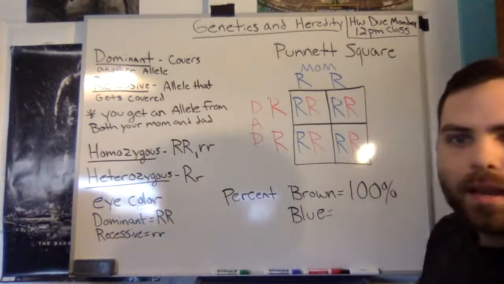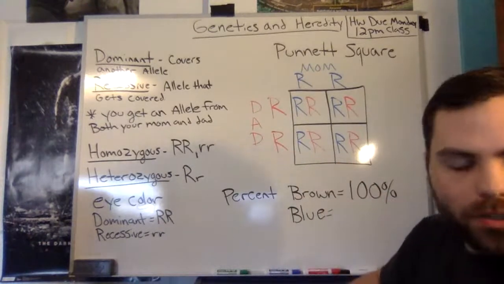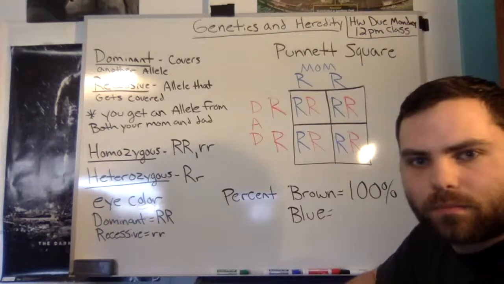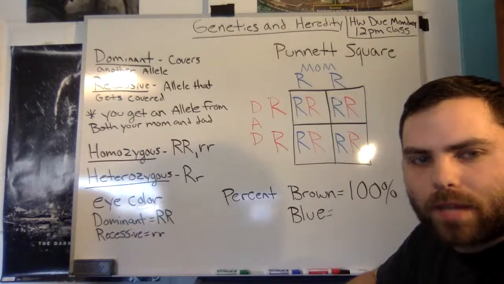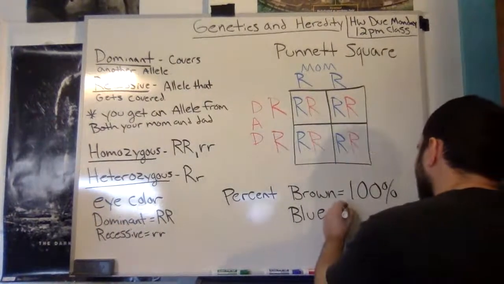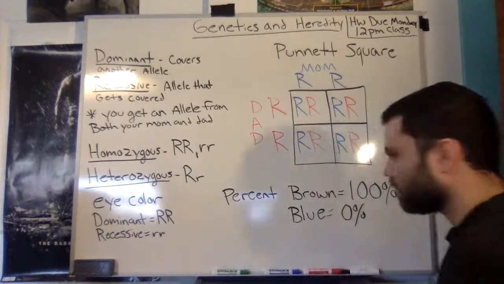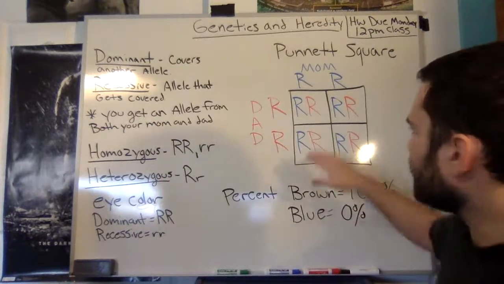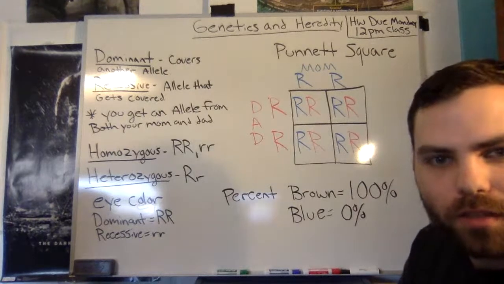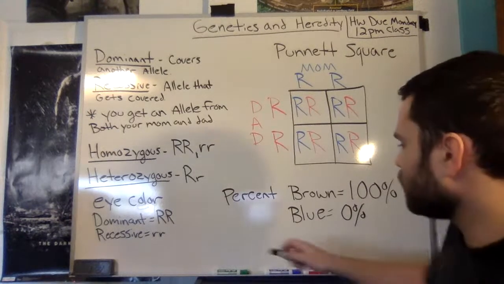Now since there's no lowercase, what is the percent that you're going to have blue eyes? What do you guys think? Waiting for someone. 0%. Perfect, Jeffrey. So remember, every time there is an uppercase, it's always going to be the dominant allele that is shown. Let's try that again.